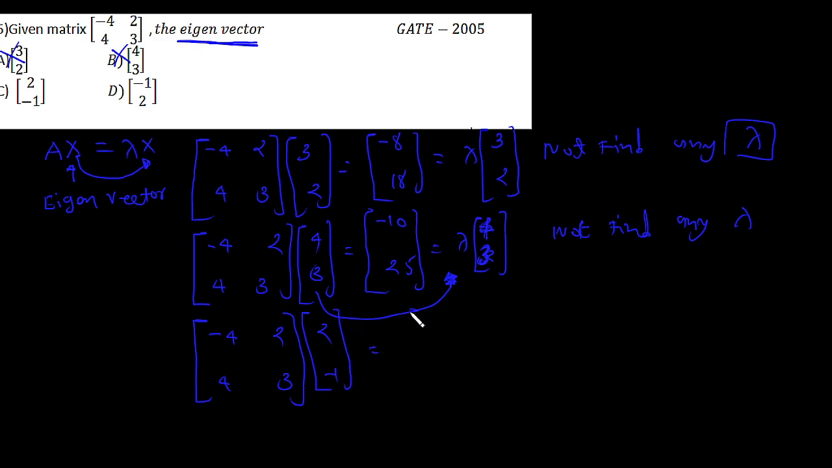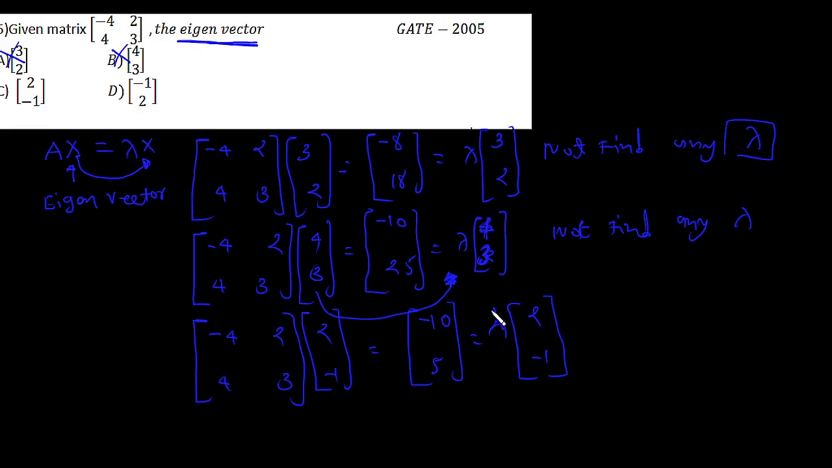Let's do the multiplication. What do we get? Minus 8, minus 2, minus 10. Here, 4 multiplied by 2 plus 8, plus 8 minus 3, 5. So let's try to find lambda such that in the output we have this matrix multiplied by this lambda.